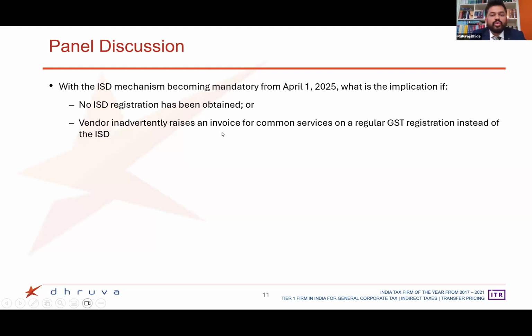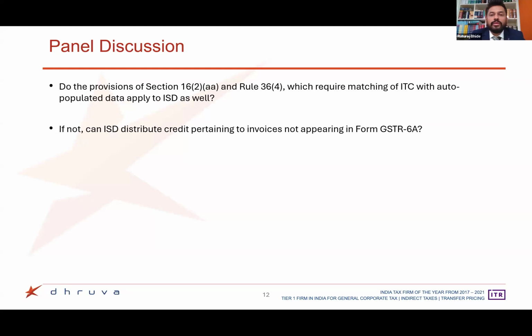Okay, moving to one more question which we commonly get. We're hearing a lot from many of the clients, and this is my question to Arun. We often get asked whether the provisions of 16(2)(aa) of the CGST Act and Rule 36(4), which basically require matching of ITC with auto-populated data, can be said to be applicable to ISD as well. Or said differently, if I am an ISD and I have an invoice but it has not populated in my GSTR 6A, will I be right in distributing that credit? That's really the question.